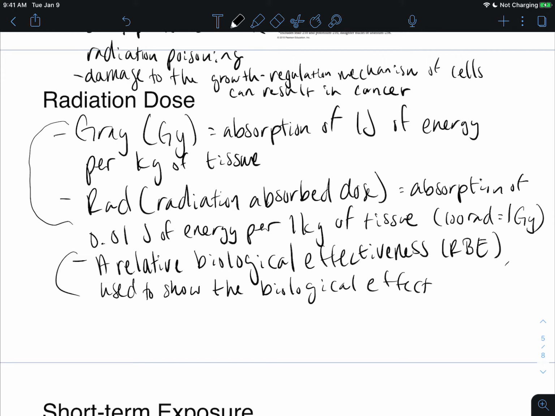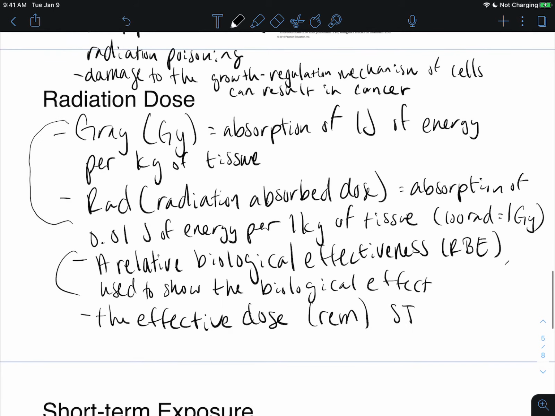And then we could talk about what's called the effective dose, which is going to be the rem, R-E-M. And this is going to be an SI unit of the sievert, where 1 sievert is equal to 100 rem.